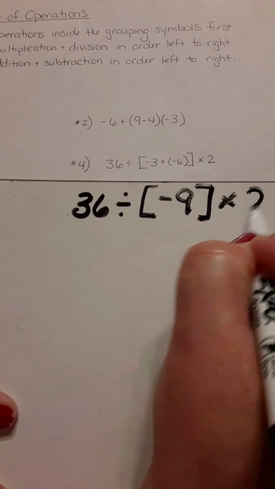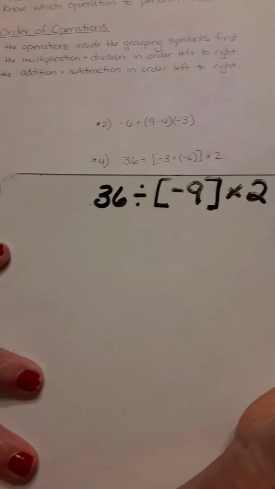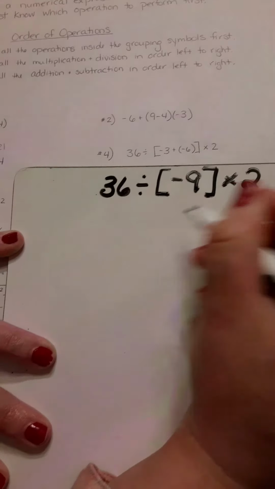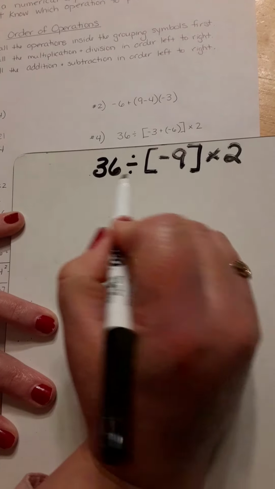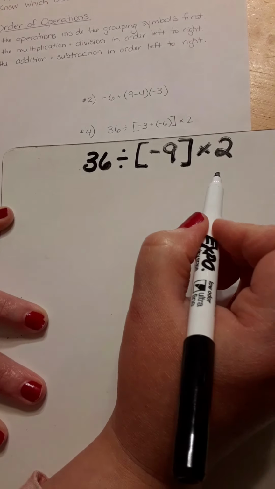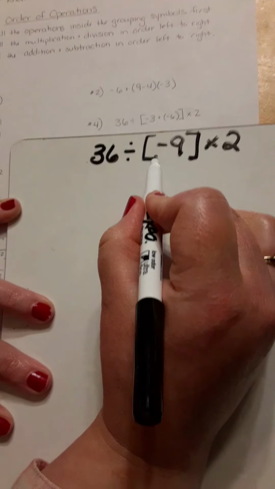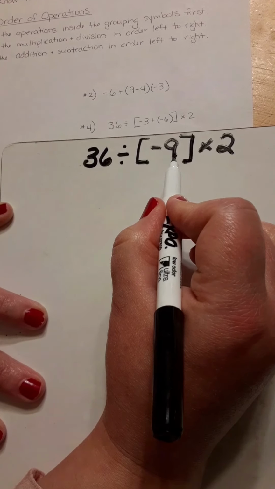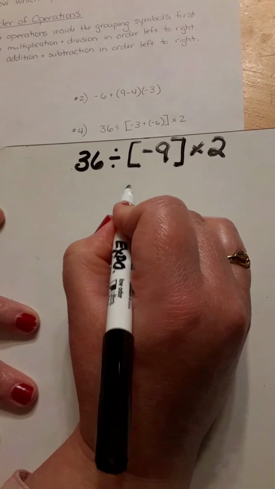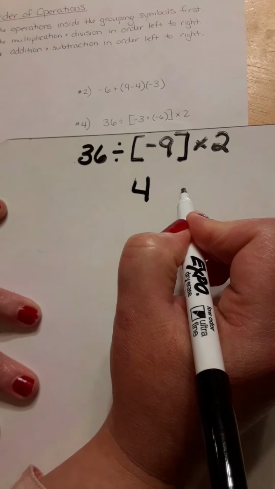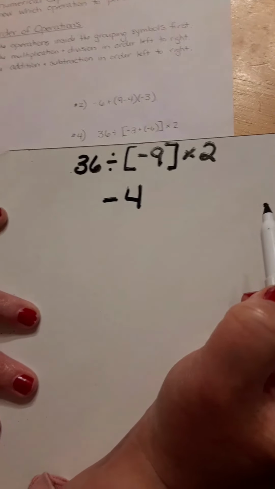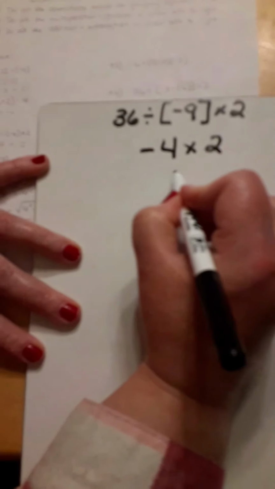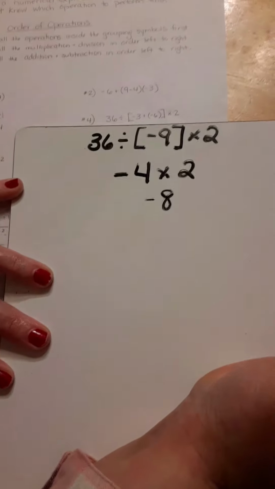Now I have my times 2. Order of operations says I have to do multiplication and division first, but if you notice, we have both of them. So the rule says now I need to go from left to right. So 36 divided by a negative 9 gives me 4, because 4 times 9 is 36. I have one negative sign, so it's negative 4. And now I do my multiplication, and that gives me an answer of negative 8.